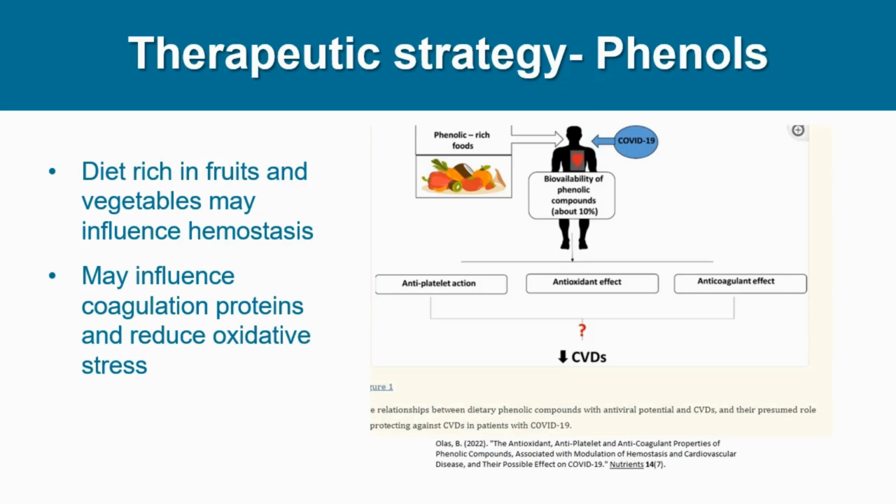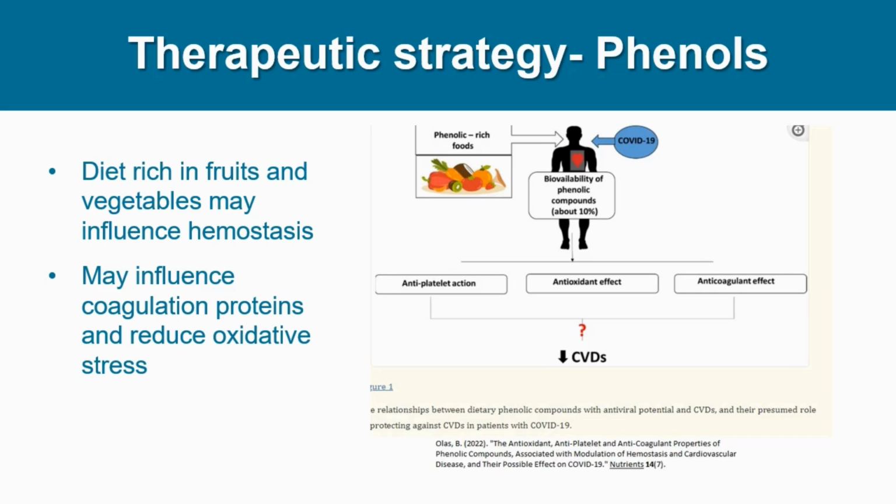Phenols, another therapeutic strategy. As mentioned earlier, there's a range of hemostasis dysfunctions, such as coagulation and changes of blood platelet function, and that's associated with oxidative stress. So a diet rich in fruits and vegetables has a significant influence on this. Various authors have found that fruit and vegetable consumption influences the activity of various elements of hemostasis, such as coagulation proteins, by reducing oxidative stress in the cardiovascular system and inhibiting blood platelet activation.